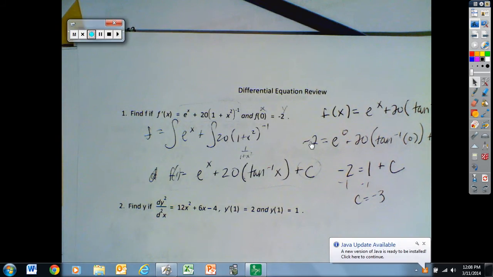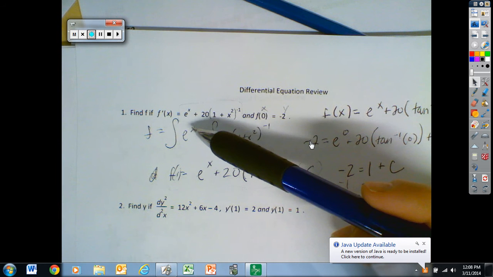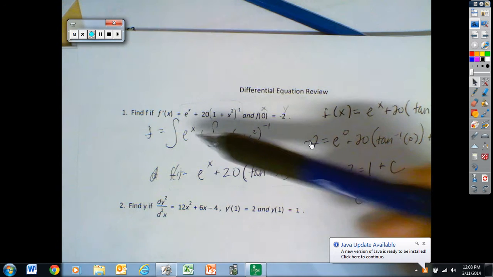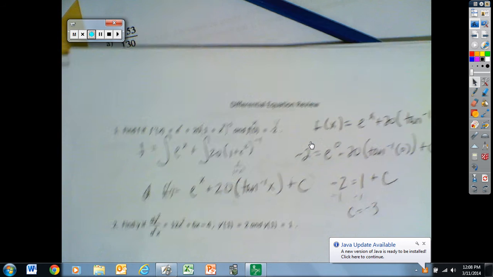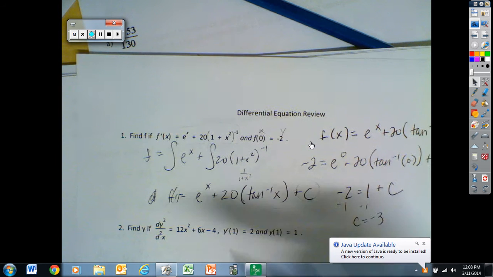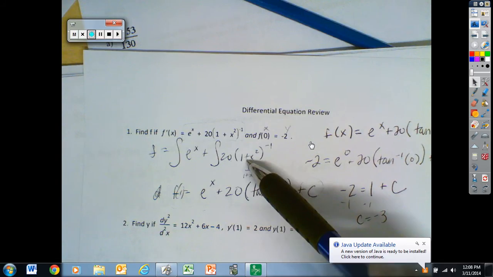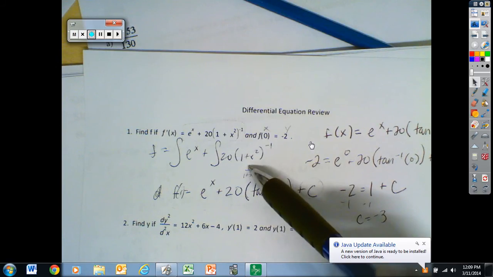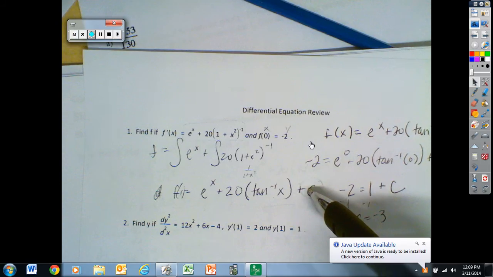Oh, that's Mrs. Walker. Anyway, so when you integrate the sum of e to the x plus 20 times 1 plus x squared to the negative 1, you're integrating each separately, because when you integrate a sum you can take each part separately. And the integral of e to the x is e to the x. The integral of 20 times basically 1 over 1 plus x squared, you can take the 20 out because it's a constant. And hopefully you recognize that 1 over 1 plus x squared is the arctangent. And then you have our plus c.